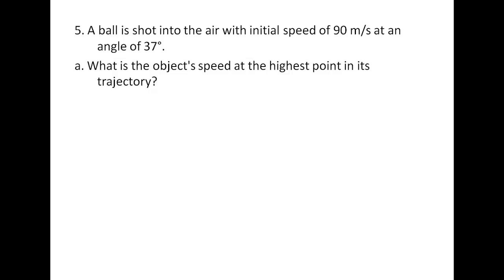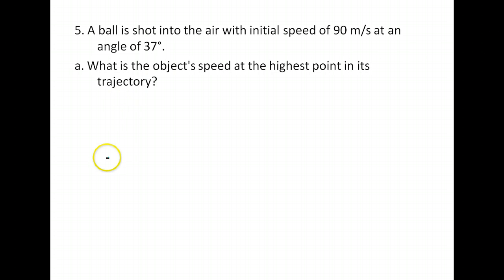Alright, welcome to part 3 of Projectile Motion 2. Here's our fifth and final question. It says, a ball is shot into the air with an initial speed of 90 meters per second at an angle of 37 degrees. What is the object speed at the highest point in its trajectory?